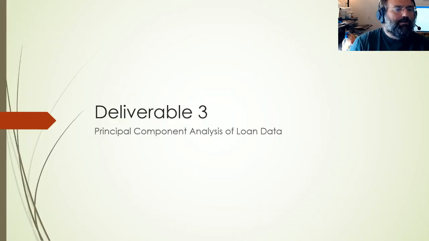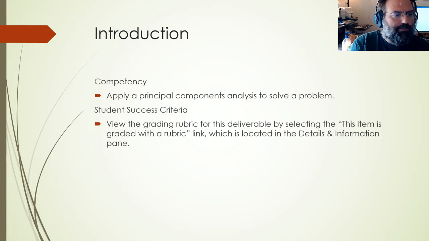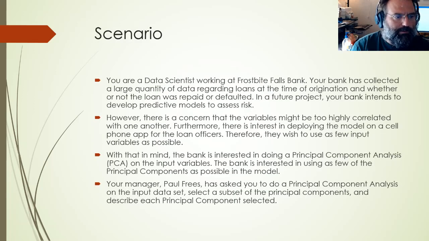So anyway, deliverable 3. You guessed it. You're going to use PCA on some loan data. So basically, here the rubric, how we get graded, is always, and you're now a data scientist at Frostbite Falls Bank. Don't you want to move there?